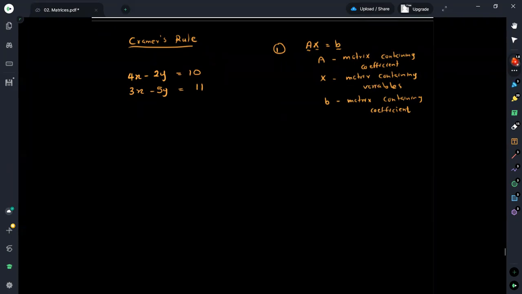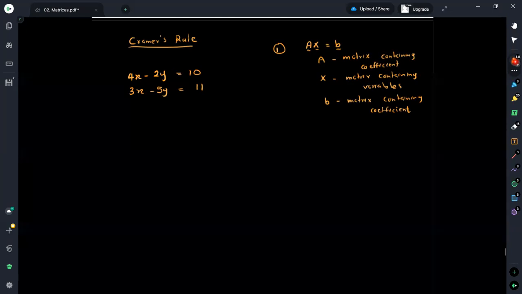Therefore, what I can see here is we can convert this into the form of Ax equals b. To write it down, first we need to identify the matrix containing the coefficients. Prior to identifying the A and X matrices, we need to align the similar variables in similar columns.